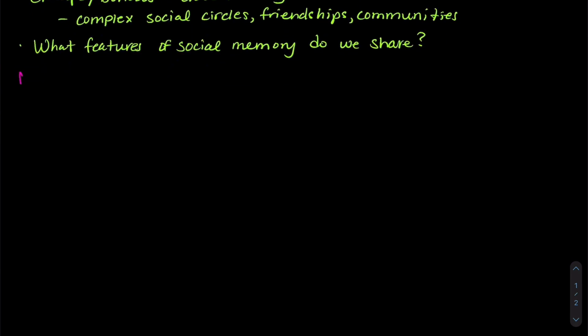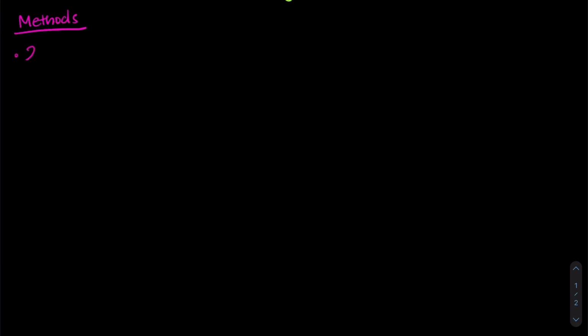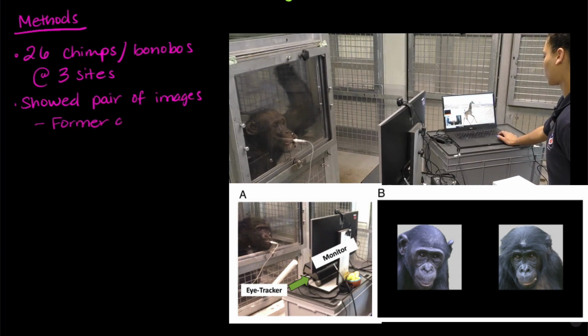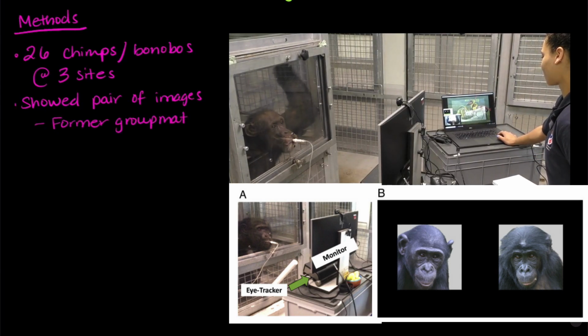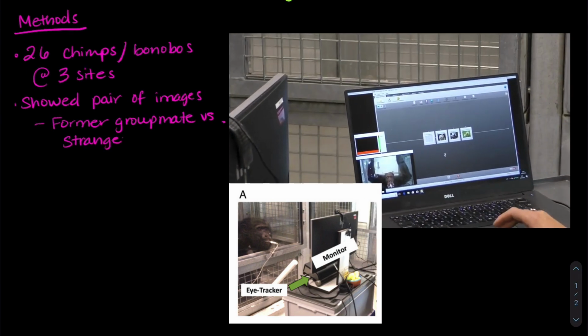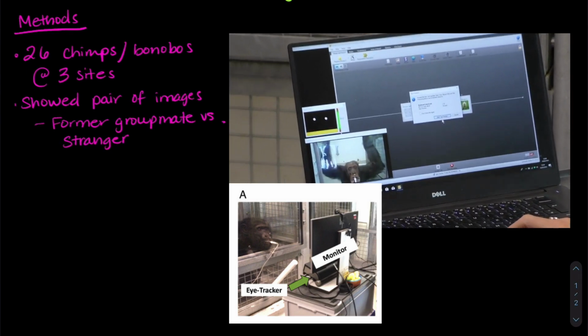So let's talk about what the researchers did. Let's get some methods together. Well, they did research on 26 chimps and bonobos that were located at three different sites. These were zoos or sanctuaries. And for each chimp or bonobo, they showed them a pair of images. The pair consisted of a former groupmate, so an individual that used to live with the test individual, but they hadn't seen for a while. And the other image was a stranger, so an individual that they had never met before.